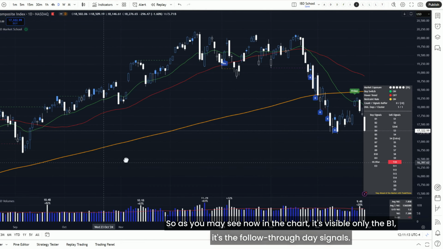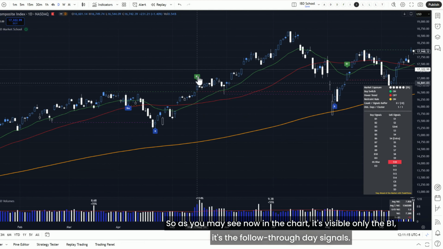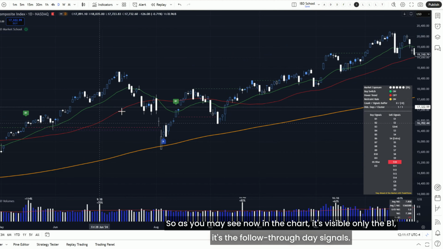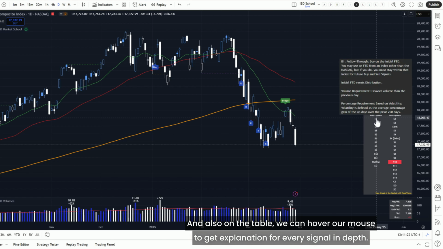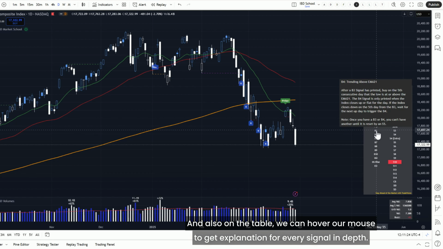So as you may see now in the chart, it's visible only the B1, the follow-through day signals. And also on the tables, we can hover our mouse to get explanation for every signal in depth.